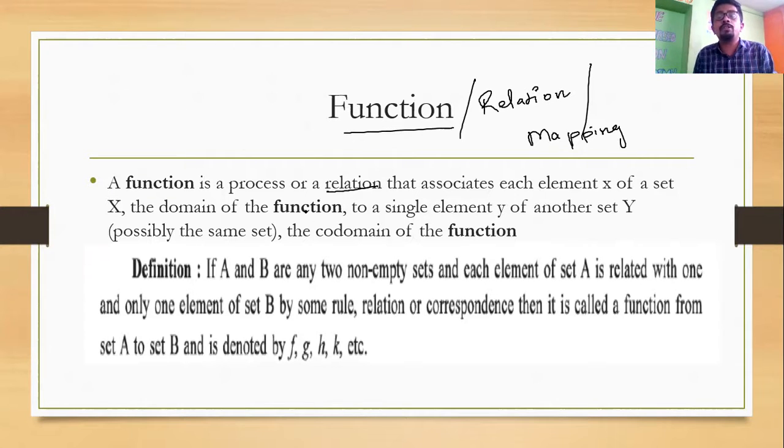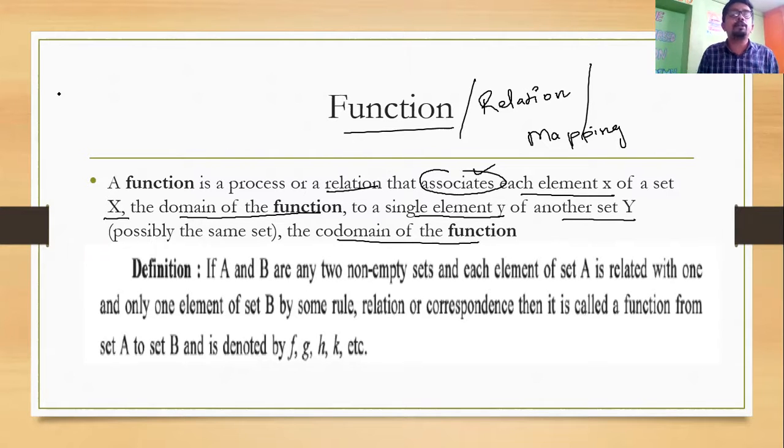So a function is a process or a relation that associates. What does a relation mean? It associates something to something. It associates each element x of a set X, which is called the domain of the function, to a single element y of another set Y, which is the codomain of the function.